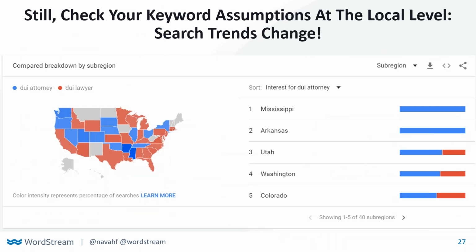For example, DUI attorney crushes it in Mississippi and Arkansas in terms of volume, in terms of how people search, how people think, how people respond to creative. Yet in Texas, particularly because you now have, let's say, DWIs versus DUI, lawyer reigns supreme. So we really do want to leverage those Google trends to check those keyword concepts and what will work in which audience.